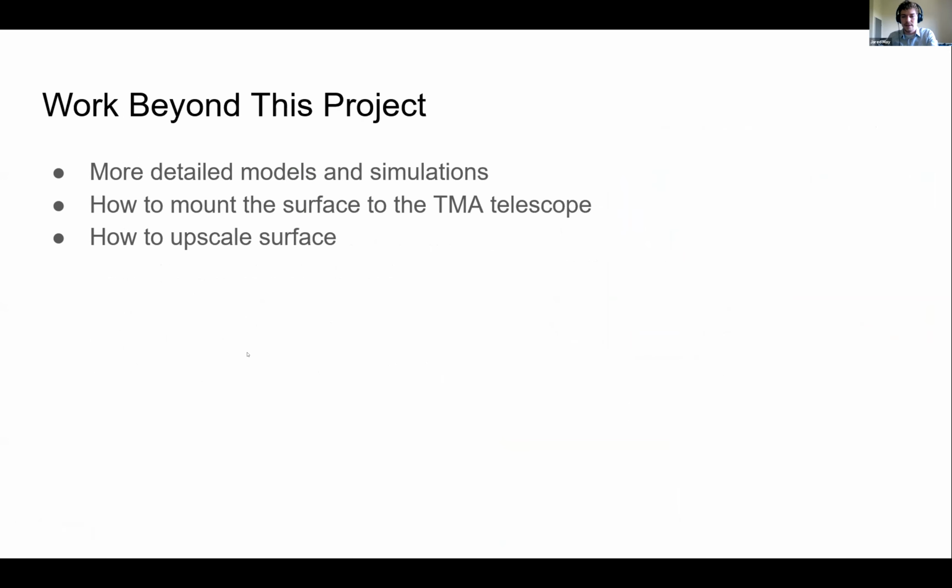Beyond this project, before it gets installed on the TMA, there need to be more detailed models and simulations on this surface and perhaps others. There also needs to be finalization on how to actually mount these surfaces to the inside of the TMA, since it's not a very classic surface. It's very bumpy on both sides. And there also needs to be discussions on how to upscale the surfaces, since these tiny 6-inch by 6-inch samples aren't the most efficient for such a large telescope.